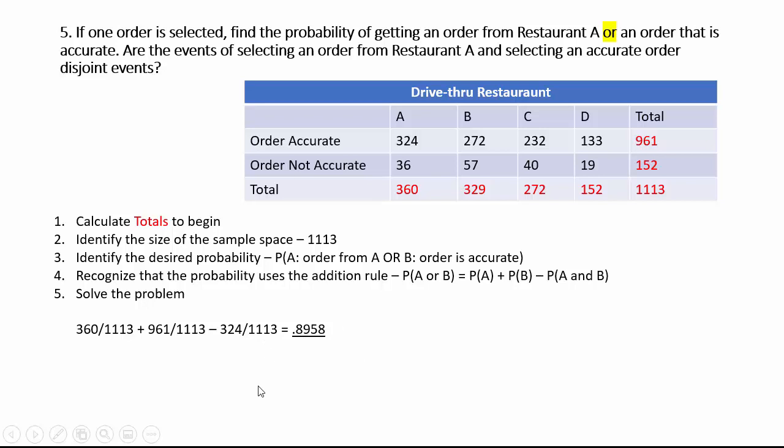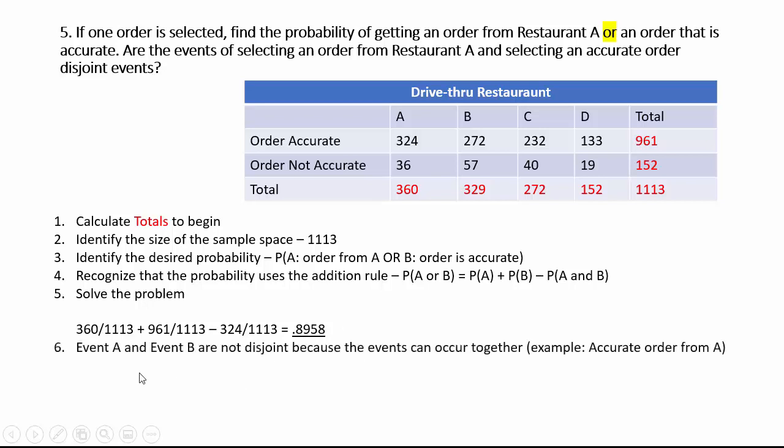Okay, now in regards to the disjoint, so event A and event B in this case, accuracy and restaurant A, right, they're not disjoint at all because the events can occur together. Okay, so an accurate order from A is very possible.